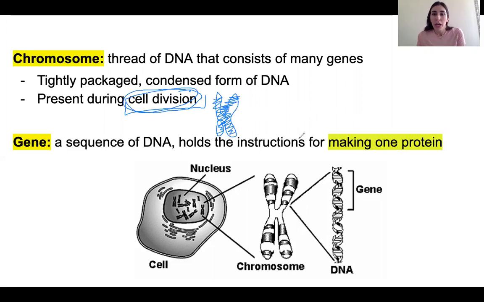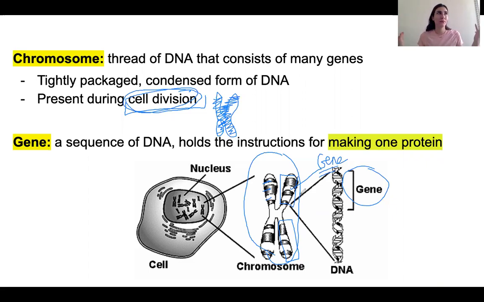Now, if we take a chromosome, all chromosomes contain these areas, segments, sections. A section of a chromosome is known as a gene. Each gene contains instructions for making a specific protein. Remember, proteins make our body live.